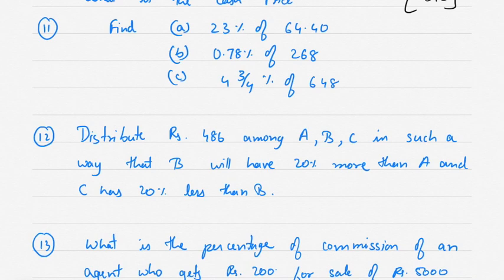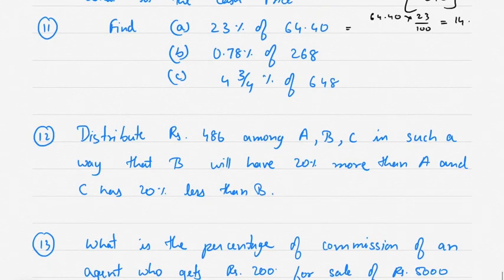So how much does it come to? $64.40 into 23 divided by 100. Correct? I think it comes to 14.812. Right? This is the answer.